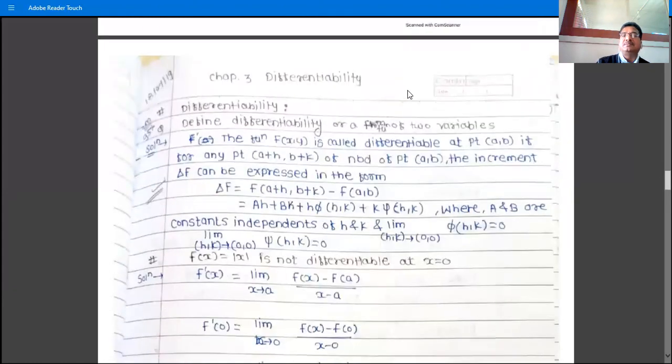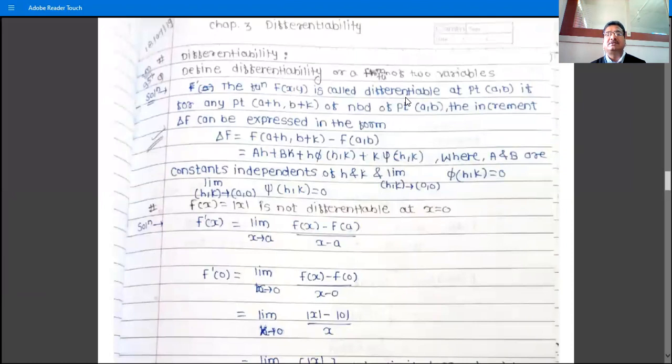Then the next chapter of this paper, differentiability. This is an important chapter. The definition of differentiability is also important. This is obviously for two variable function and three variable function, because the paper is multivariable calculus. This is the definition of differentiability of a two variable function. This is important as far as the exam is concerned. It is a 2-mark question: define differentiability of a two variable function.